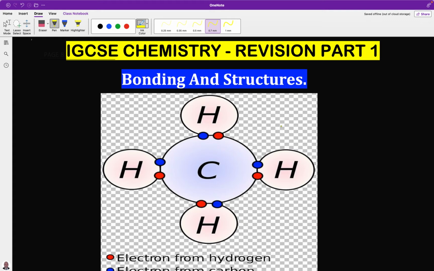So we will be taking from metallic bond to ionic bond, from ionic bond to covalent bond. Covalent bond, we will go to coordinate or dative covalent bond. Then we'll now go into the four different types of structures in molecules. So let's go straight away to metallic bonds.